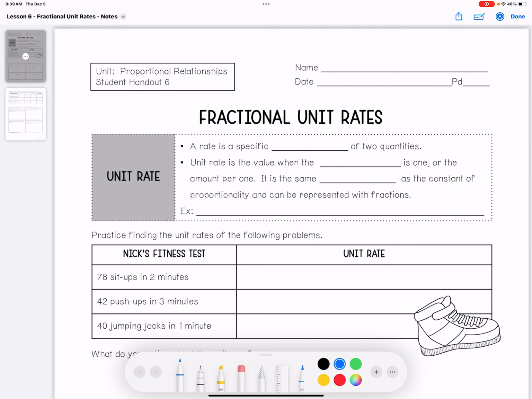Good morning. Unit proportional relationship student handout number 6. Almost done with this unit. All right, today we're going to learn about fractional unit rates.